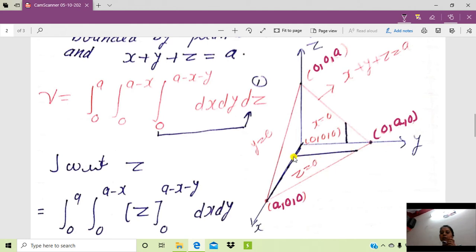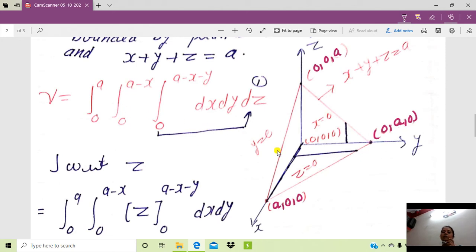So this will be the lower limit of y, which touches the x-axis, therefore the lower limit of y will be 0, and the upper limit of y will be this curve whose equation is x plus y plus z. In place of z, we have to put 0. We are finding the limit of y in 2D, therefore we have to put z is equal to 0. So the equation of this line will be x plus y is equal to a. So the upper limit of y will be a minus x. So the limits of y are from y is equal to 0 to y is equal to a minus x. So these are the limits of y.